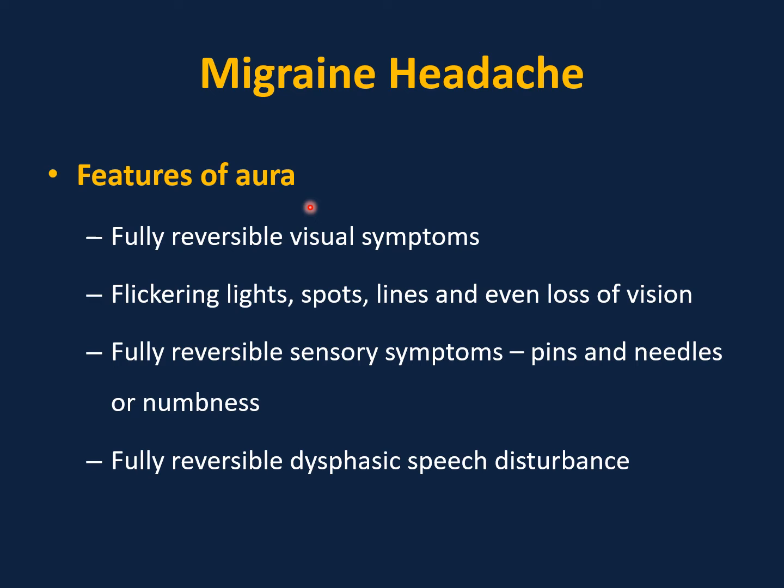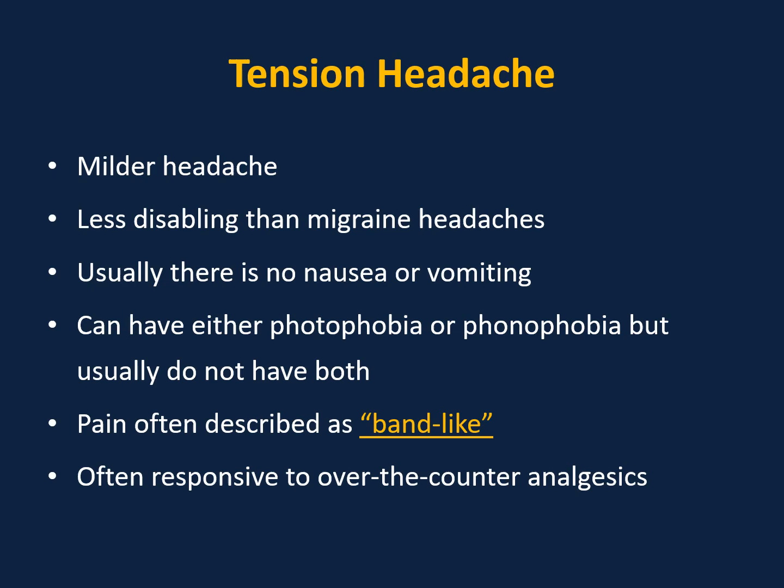Features of aura or prodrome: fully reversible visual symptoms, flickering lights, spots, lines, and even loss of vision. Fully reversible sensory symptoms like pins and needles or numbness. Fully reversible dysphasic speech disturbance. Migraine can be associated even with hemiplegia.